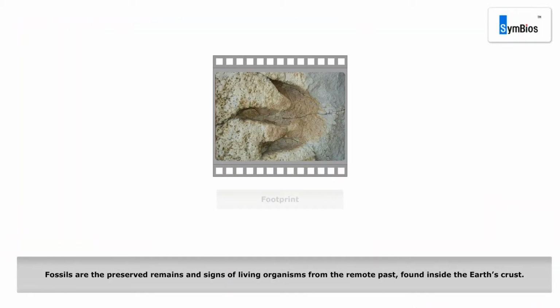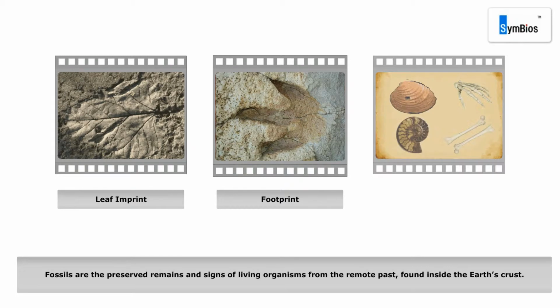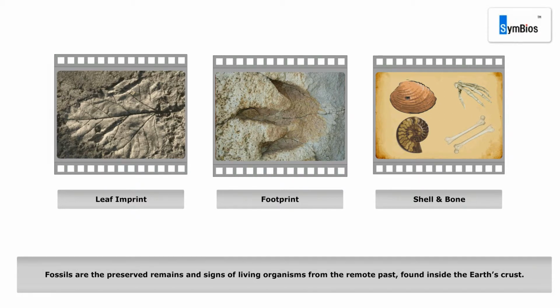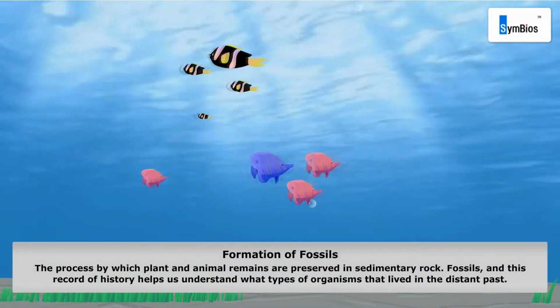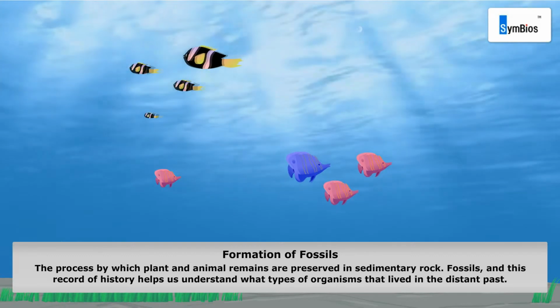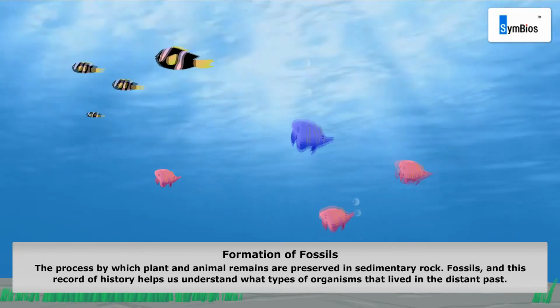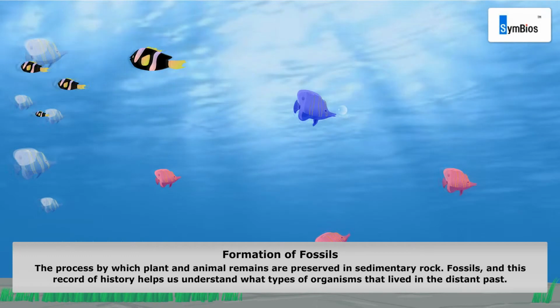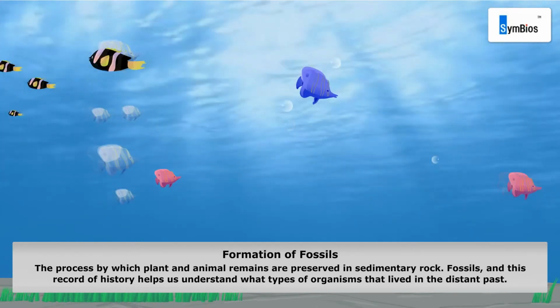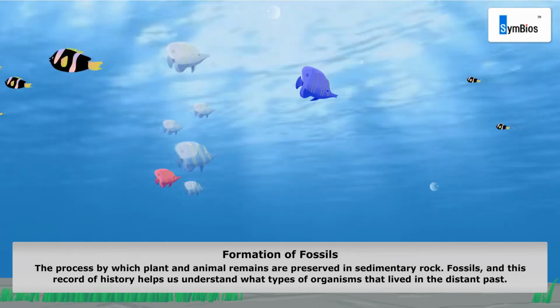Fossils are the preserved remains and signs of the living organisms from the remote past, found inside the Earth's crust. A fossil can be a leaf imprint, a hardened shell, or bone remains, or even a footprint. Fossilization is the process by which plant and animal remains are preserved in sedimentary rock. Fossils and this record of history help us understand what types of organisms lived in the distant past.